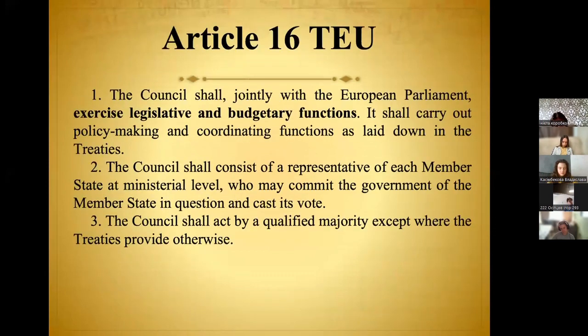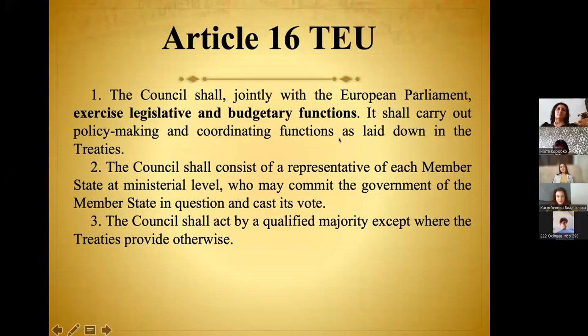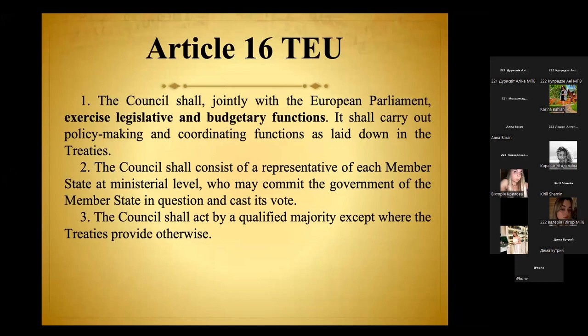So according to Article 16 of the Treaty on European Union, the Council shall jointly with the European Parliament exercise legislative and budgetary functions. It shall carry out policy-making and coordinating functions as laid down in the treaties. We will continue that according to item 2 of Article 16, the Council shall consist of a representative of each member state at ministerial level, who may commit the government of the member state in question and cast its vote. So for today we have 28 member states of the European Union, so 28 representatives may be in the Council who create this common opinion, this representation of their national governments' view.